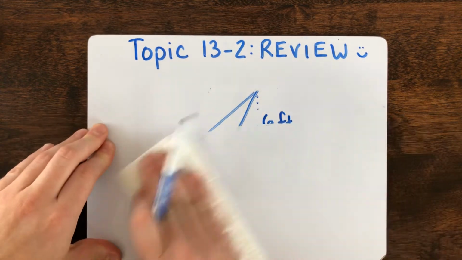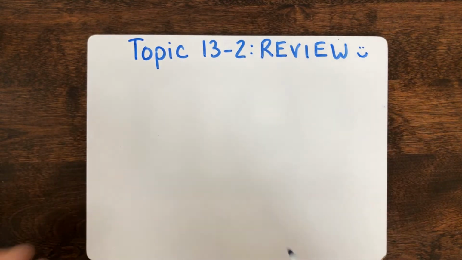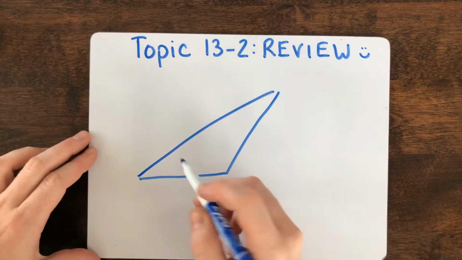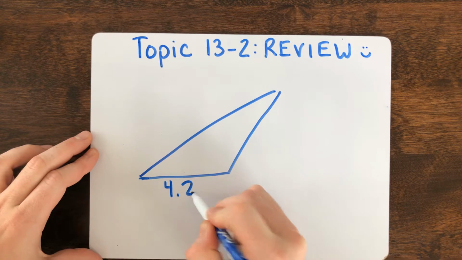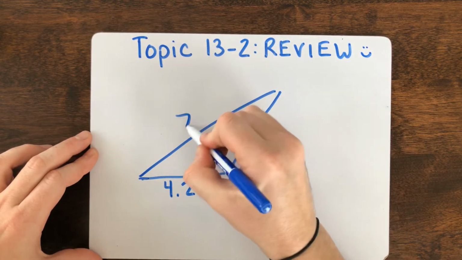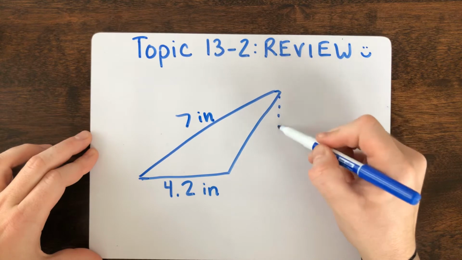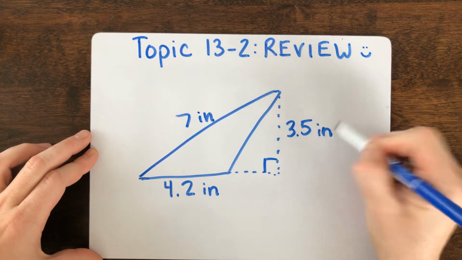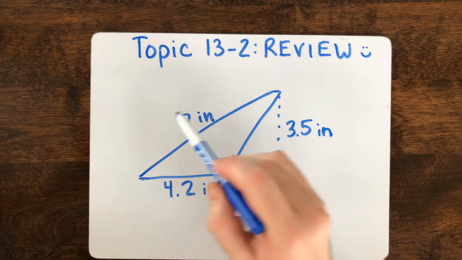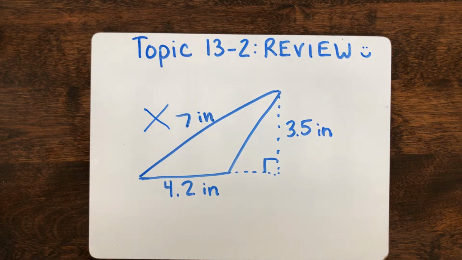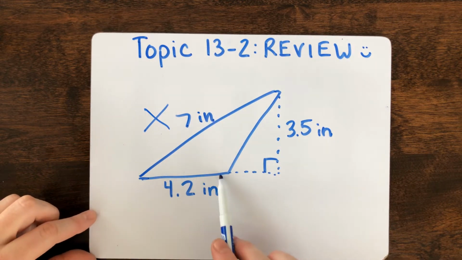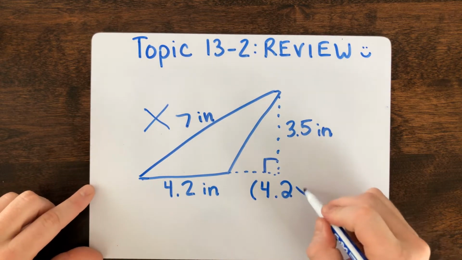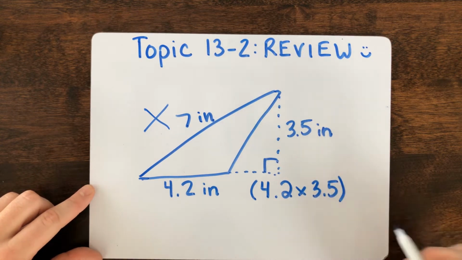All right. So the only question I really want to go over from the Google form was this one. Okay, so it said the base was 4 2/10 inches. This diagonal was 7 inches, and then it said the height was 3 5/10 inches. So looking at this problem, we know we're not going to use that 7 because that's a diagonal. That doesn't tell us anything. We have our base and then we have our height.